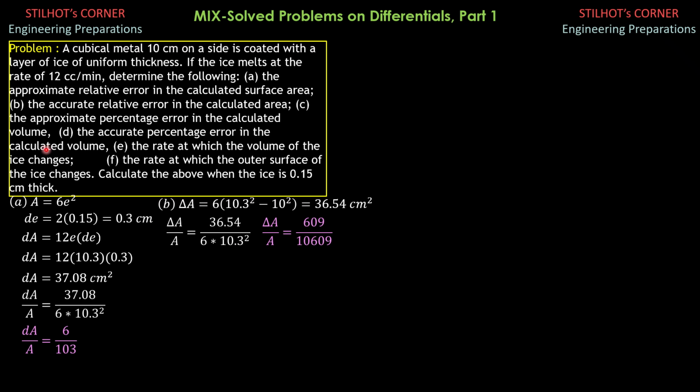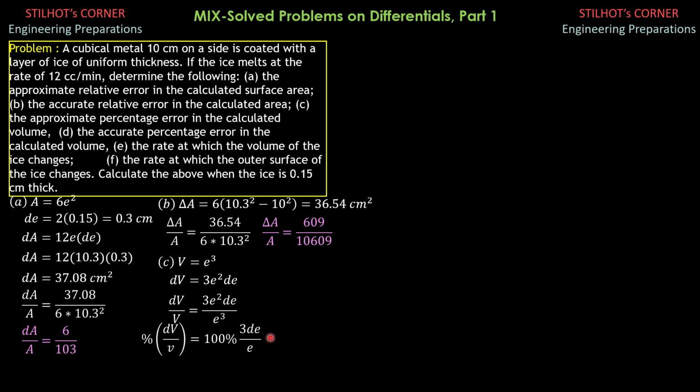Next is the approximate percentage error in the calculated volume. Volume is equal to E cubed. So that means the approximate error in the volume is the differential of volume, 3E squared dE. Substituting the value of E, which is 10.3, and dE, 0.3, the differential volume over volume is 3E squared dE over E cubed. So percent dV over V is 100% times this, which simplifies to 3 dE over E.